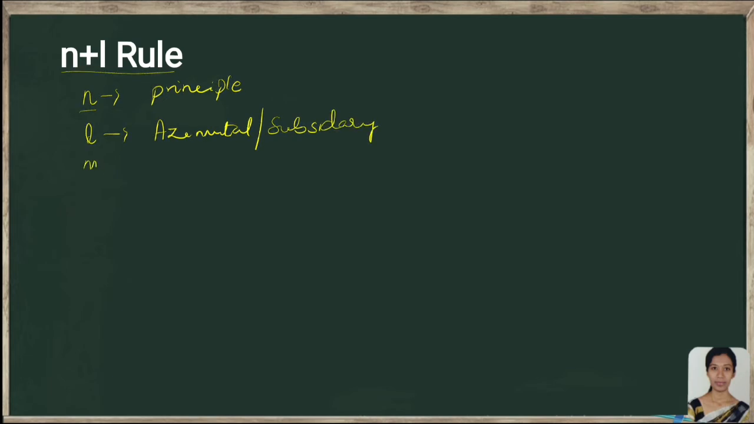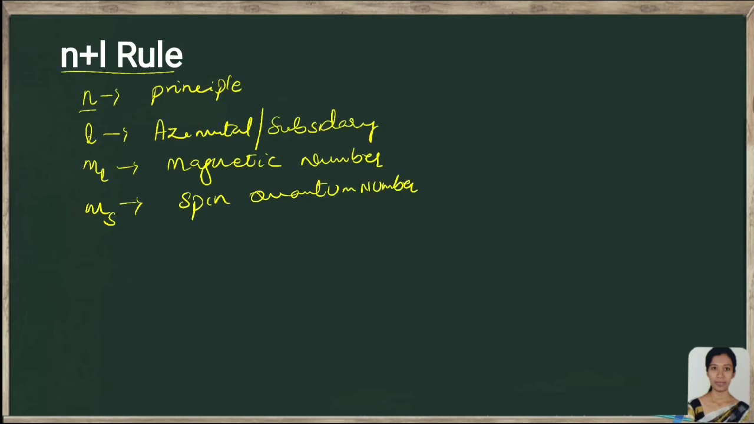The next quantum number is ml, that is the magnetic quantum number. And the last one is ms, which is called the spin quantum number. These are the 4 different quantum numbers which we have studied in the first semester of atomic structure. These have their own significance. Now we are concentrating on n and l values, that is the principal quantum number and the azimuthal quantum number.